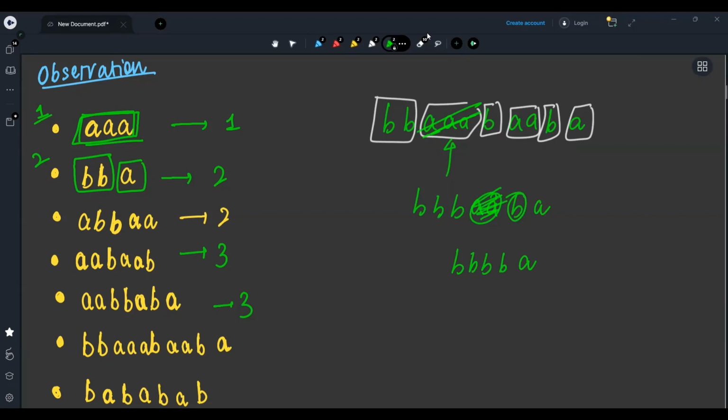Let's say now I have corner groups only. So let's say I remove this. This will become BBB. Let's say I remove this. So within the four operations, I am able to make the string empty. Now, let's take the other string.